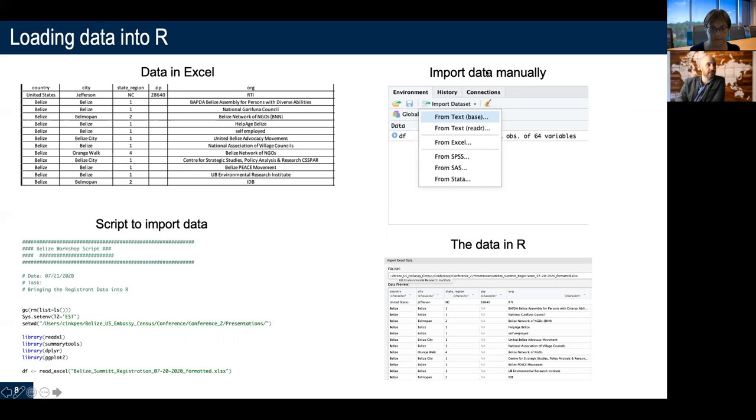Of course, if you look on the top right, you can import data into R manually by using point and click functionality. And it's actually grown and is very easy to use now. So if you are more familiar with point and click analysis from something like SPSS, then using the RStudio GUI is going to be very familiar to you.